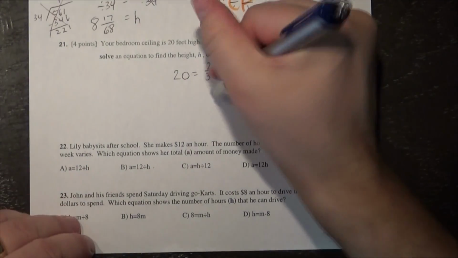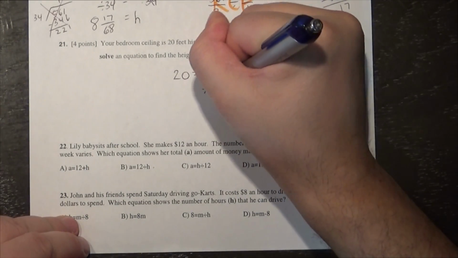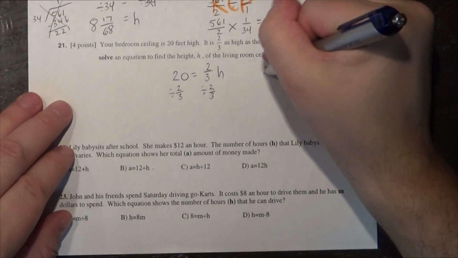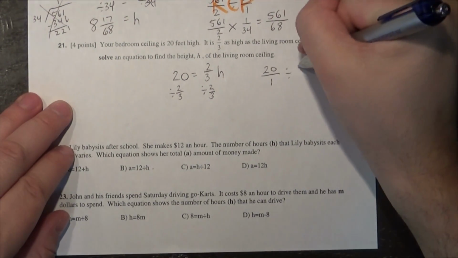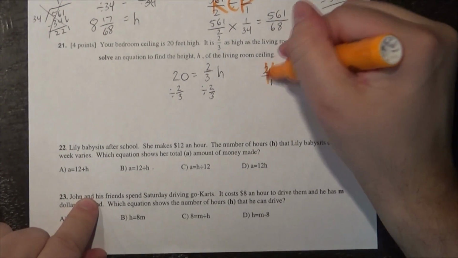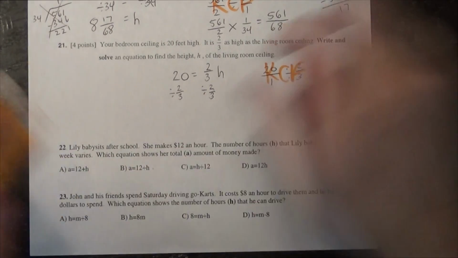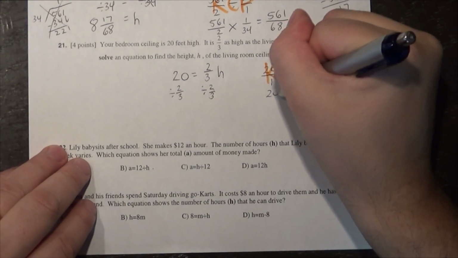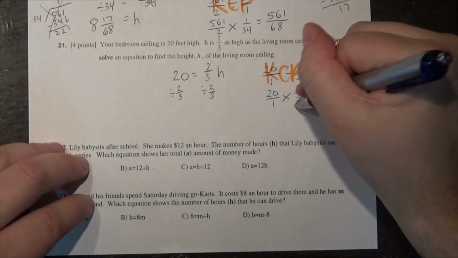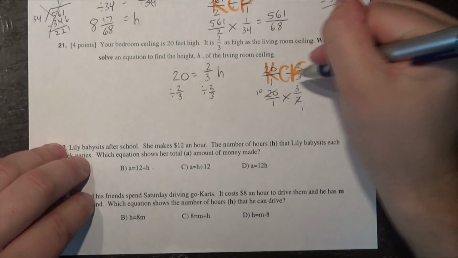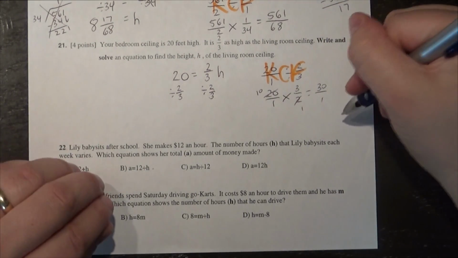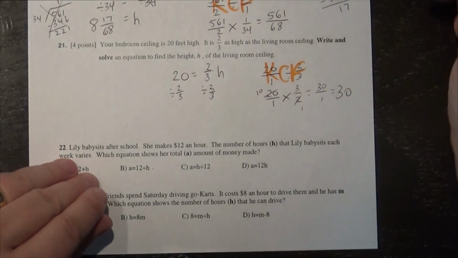So to do this, I'm just going to use my inverse operations and divide by 2/3. So over here, I'm going to change this to 20 over 1 divided by 2/3. I will use my rule for division, keep, change, flip. I should be used to this by now. So I have 20 over 1 times 3 over 2. Well, 2 goes into 2 once, and 2 goes into 20 10 times. So now I have 10 times 3, which is 30. 1 times 1, which is 1. And that's going to equal 30.